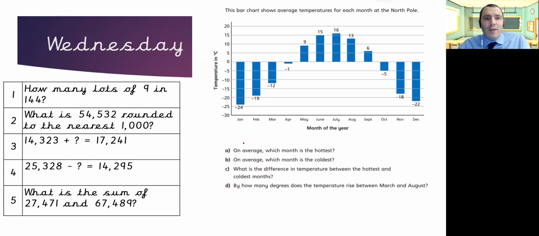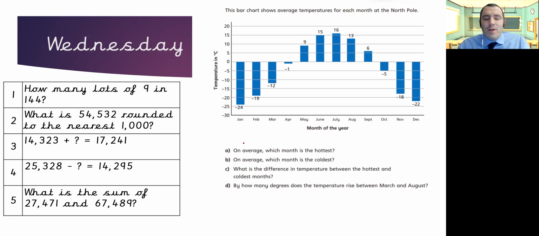Welcome to Wednesday, Year 5. How many lots of 9 in 144? So again, we're going to need to read these questions carefully. Have a really good look at the reasoning question today. We're looking back over our understanding of statistics and being able to read graphs and data charts. Pause the video here.